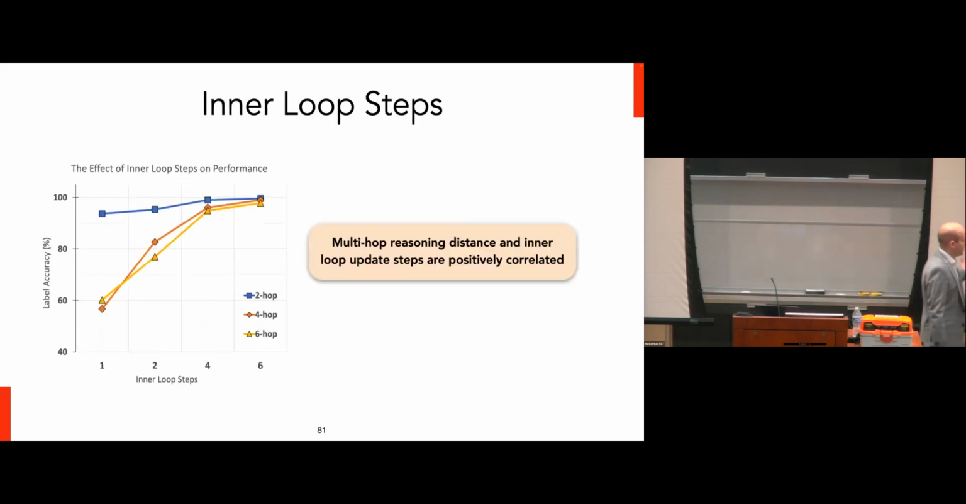One last thing that we found interesting is that there's a clear correlation between the multi-hop reasoning distance in the questions that you're evaluating on and the number of inner loop steps you need to take with reckoning in order to encode those facts into the system. If you have 2-hop questions, you don't really need much more than 1 inner loop step in your meta-learning training to get the answer correctly. However, if you have 6-hop questions, you need up to 4 to 6 inner loop steps to encode that knowledge in order to answer the question successfully at the output.